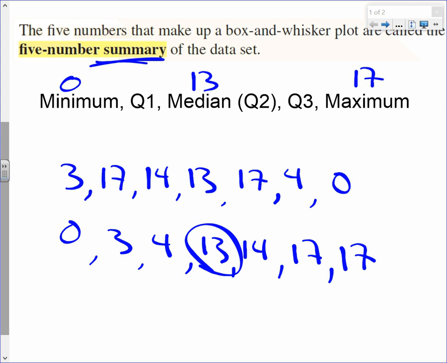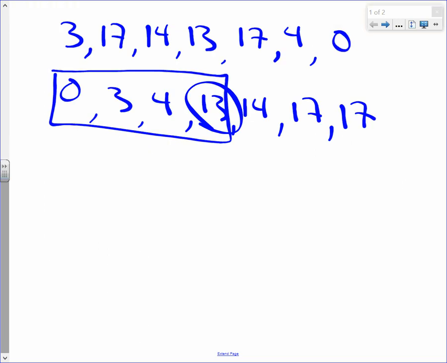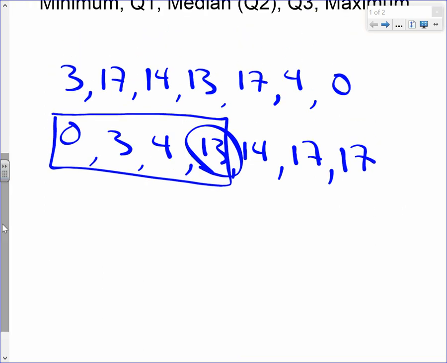Now, the last 2 are just quartile 1 and quartile 3. Quartile 1 would be the median of the first half of the data. So here's our data set. The median would be the number right in the middle of our first half. So between 0 and 13, what's the number right in the middle? 3.5, huh? Would have to find the mean between 3 and 4.